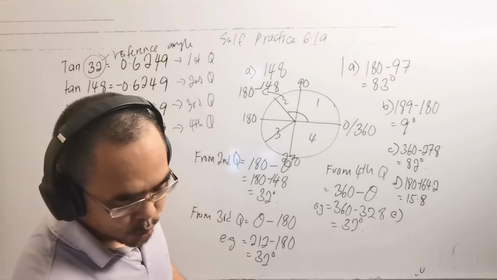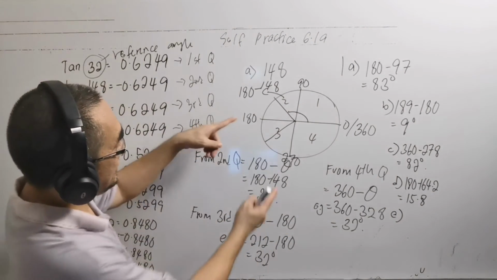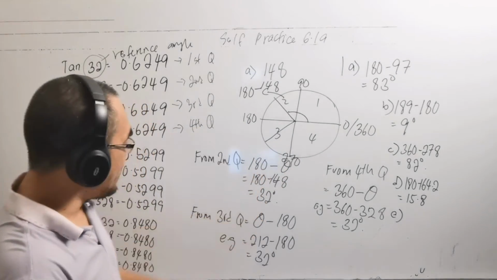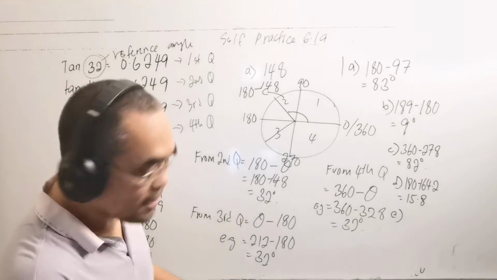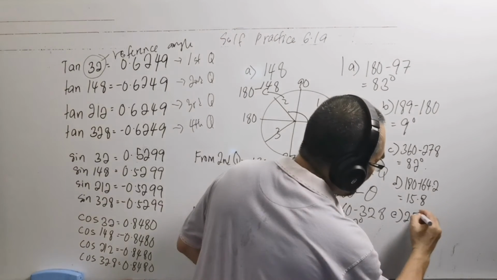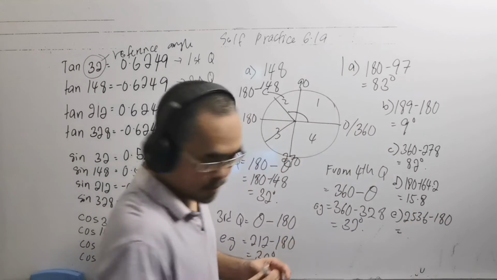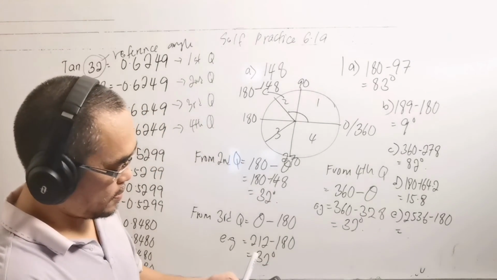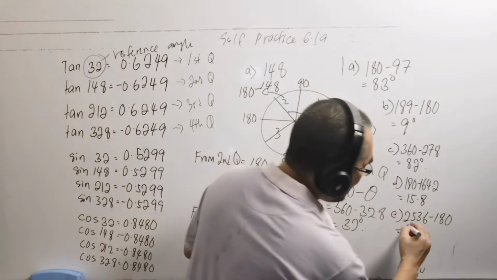For E, we have here 253.6. 253.6 is located between 180 and 270. It is in the third quadrant. For the third quadrant, it is that angle minus 180. 253.6 minus 180, which is 73.6 degrees.